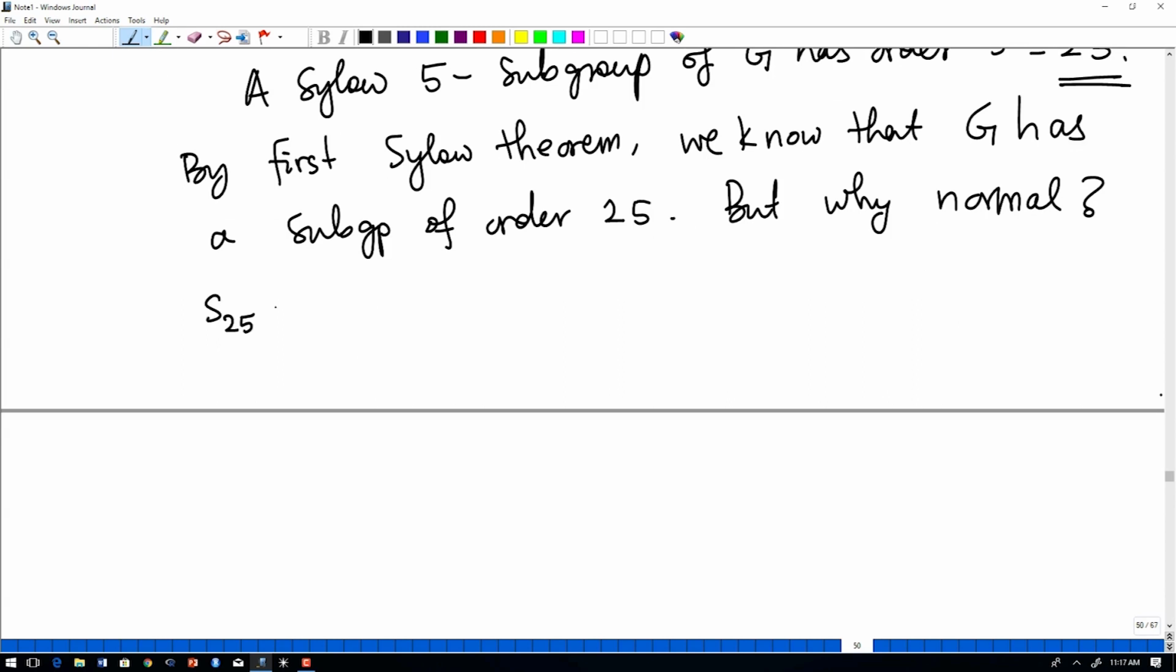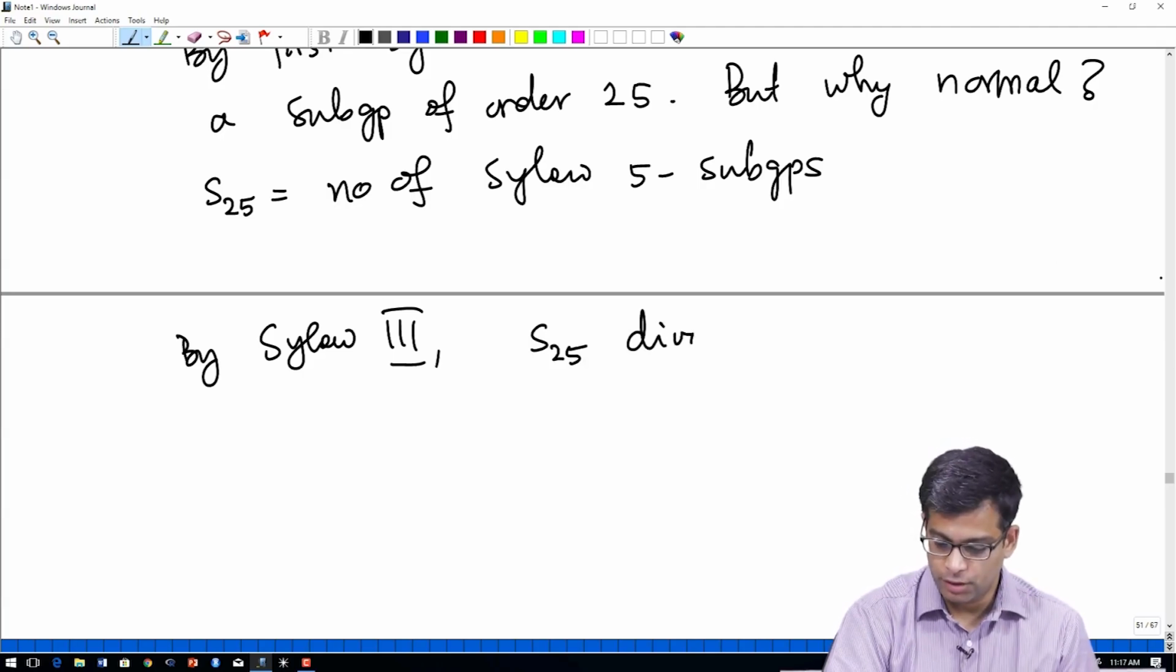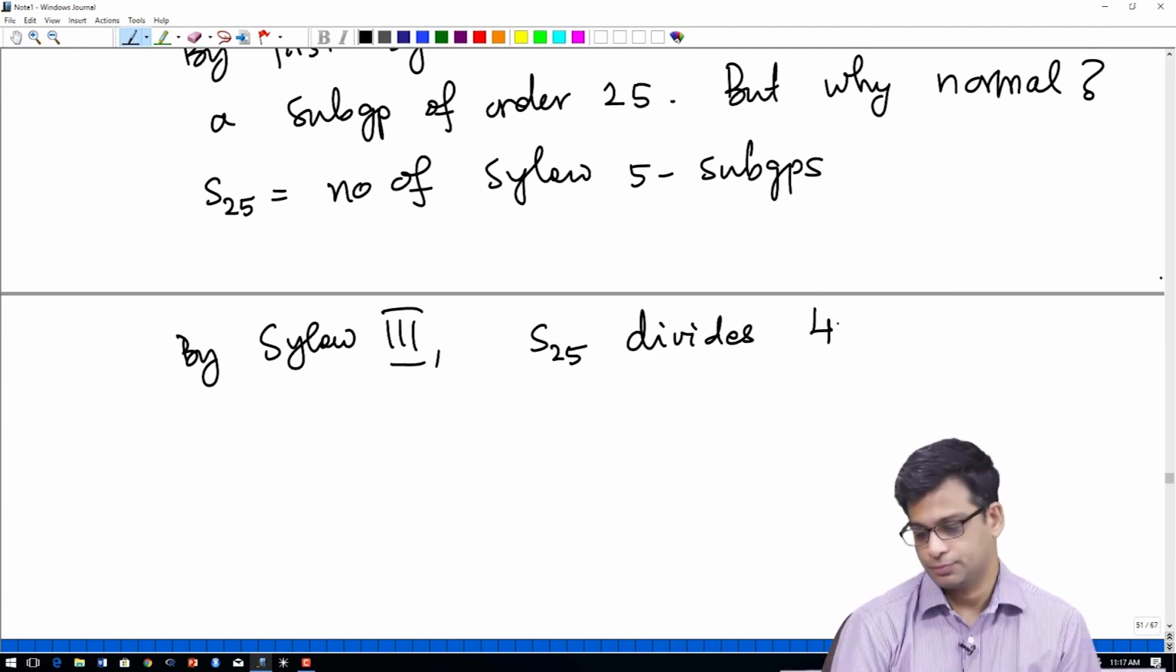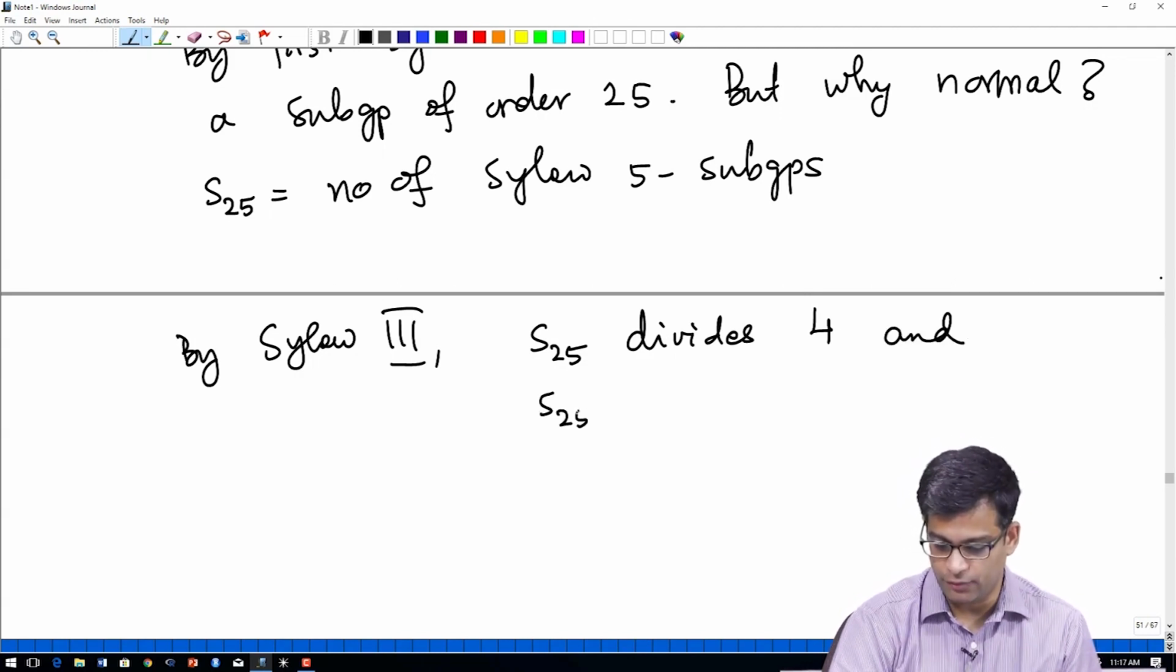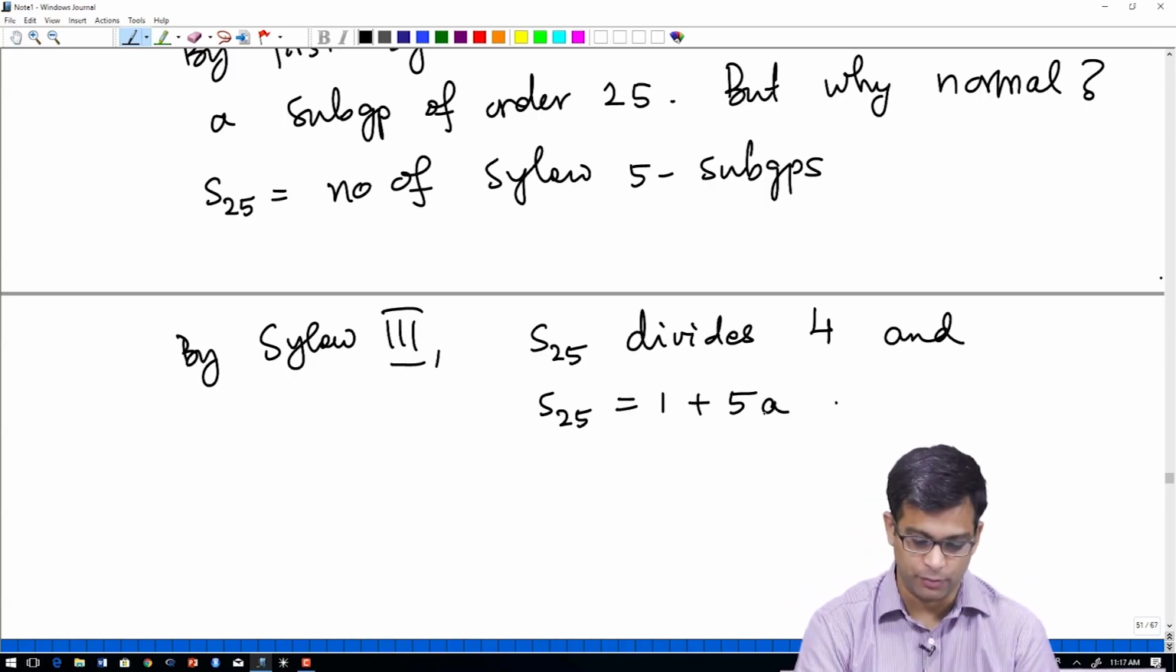Let us say S25 is the number of Sylow 5 subgroups. I am using S25 to emphasize the fact that Sylow 5 subgroups have order 25. So, by the Sylow third theorem, S25 divides 4 and S25 is 1 plus 5a. Remember that the prime plays a role here, 5 is the prime that is relevant here.